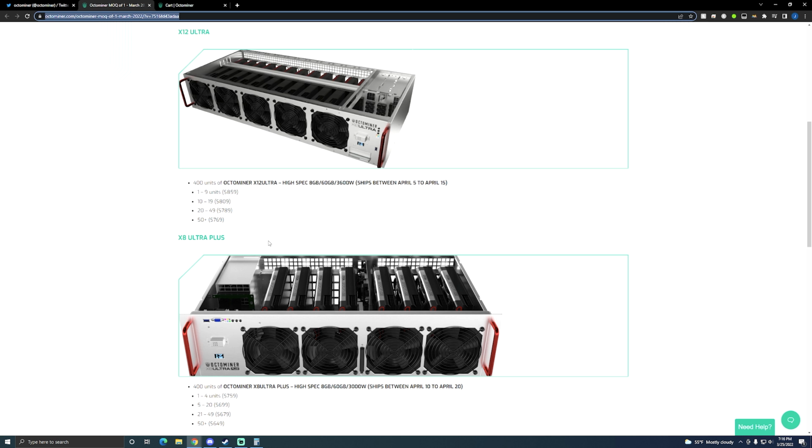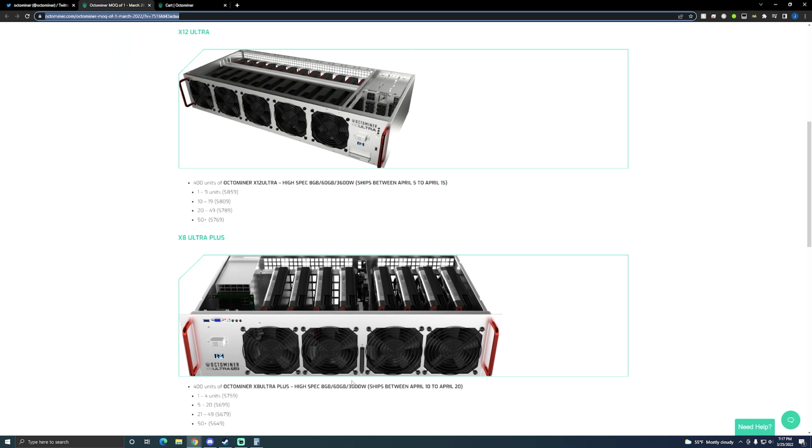And then the X8 Ultra Plus, this is the one I'm really interested in. Now, I do want the 3000 watt model, and I can get away with one of the lower ones, so I may order one of the lower models and then get the 3000 watt models. The reason I want 3000 watts is I like to have more power headroom, just because I don't like to push power supply units as hard as they can go, even though they're designed to do that.